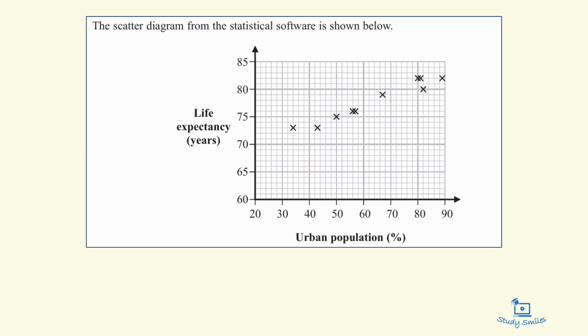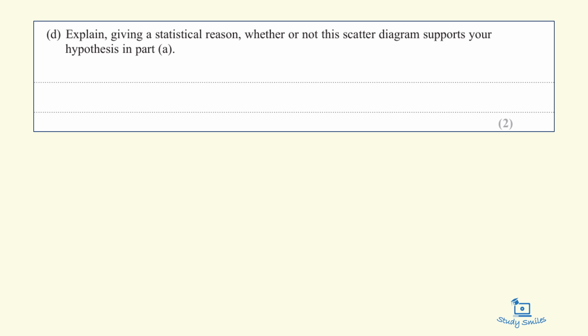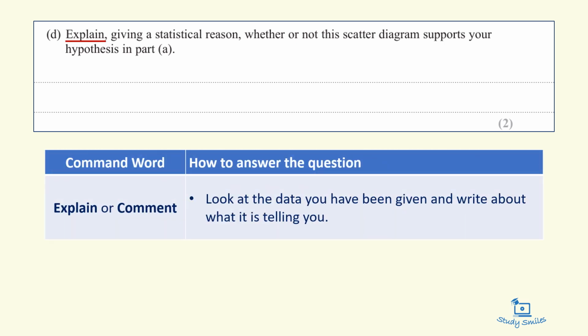The scatter diagram from the statistical software is shown below, and then we have a scatter diagram provided. Part D says to explain, giving a statistical reason, whether or not this scatter diagram supports your hypothesis in Part A. Now, a question that asks you to explain something basically requires you to look at the data you've been given and write about what it is telling you.